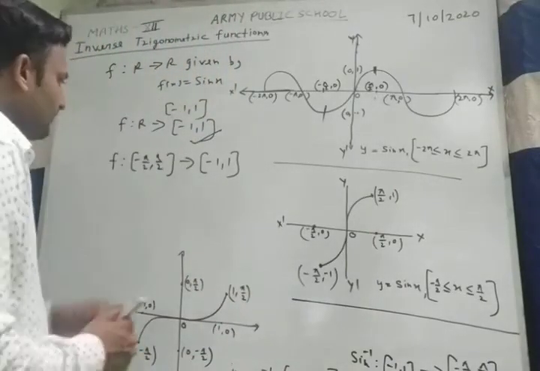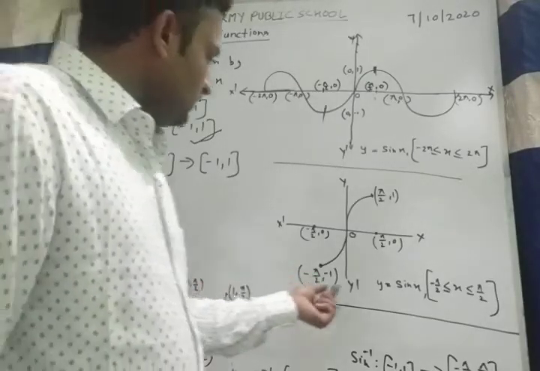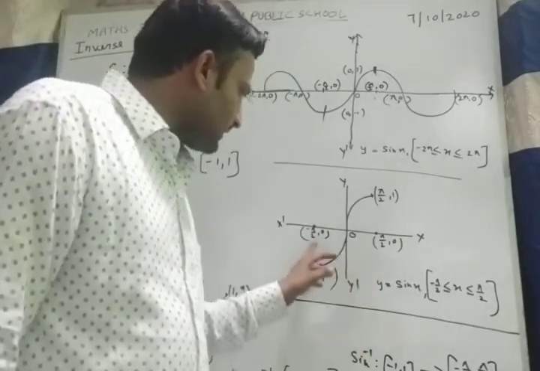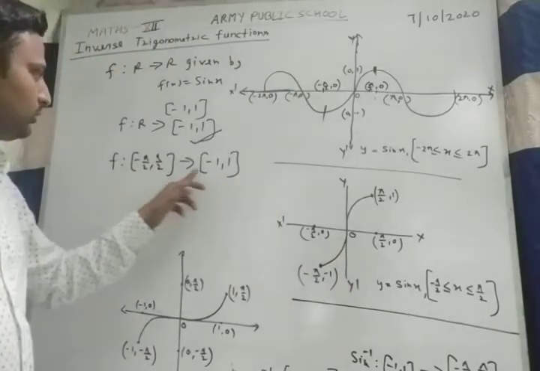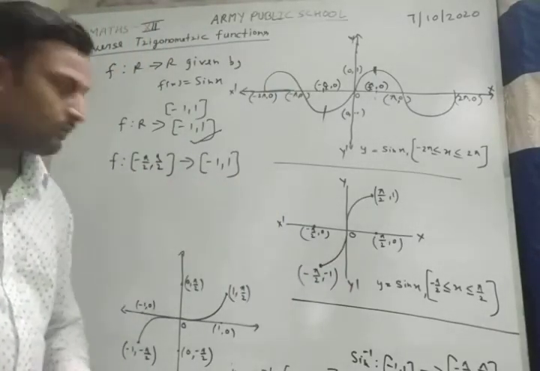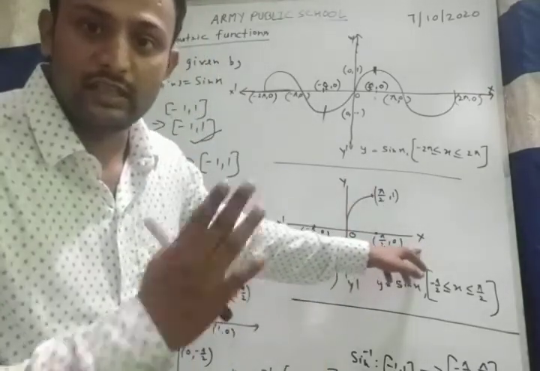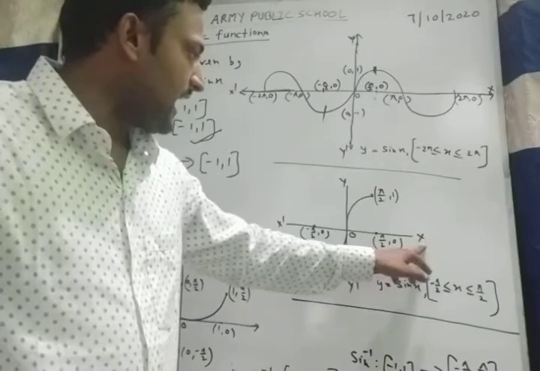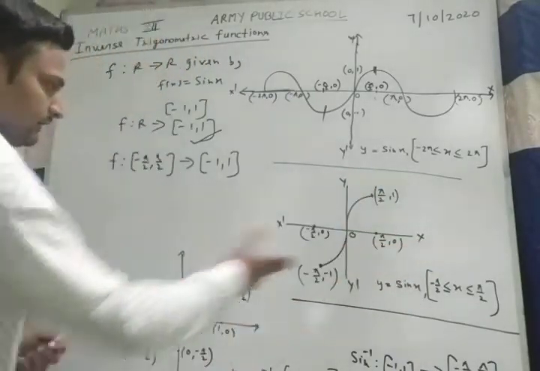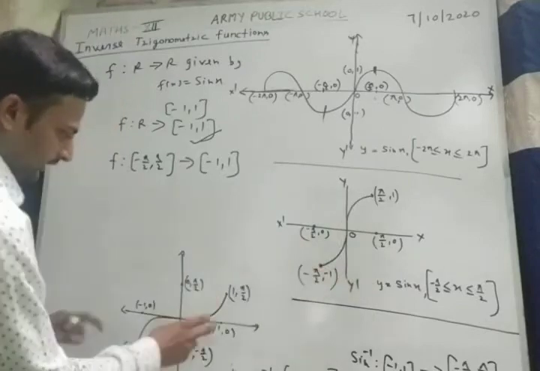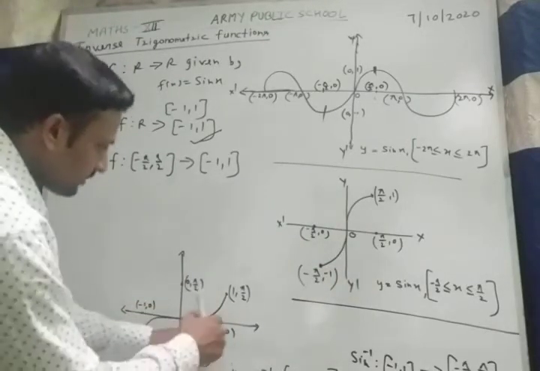Now this is the graph of sin x in the region minus pi by 2 to pi by 2, mapping to minus 1 to 1. Now if we interchange the coordinate axes, meaning x is replaced by y and y is replaced by x, then we see this graph is converted into this graph. Look at this one.